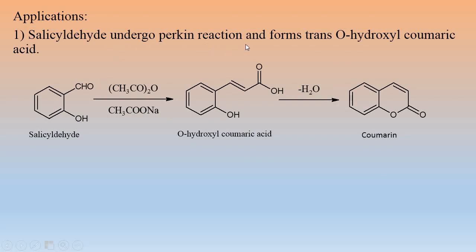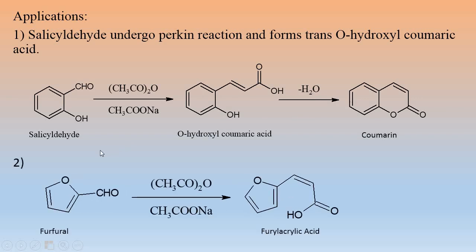Salicylaldehyde undergoes Perkin reaction to form trans-o-hydroxycinnamic acid. This is salicylaldehyde reacts with acetic anhydride to give o-hydroxycinnamic acid. Okay, now it loses water molecule to give coumarin. Okay, second application, furfural. Furfural reacts with acetic anhydride in presence of sodium acetate to give furylacrylic acid. Okay, you can write down the mechanism if you want.